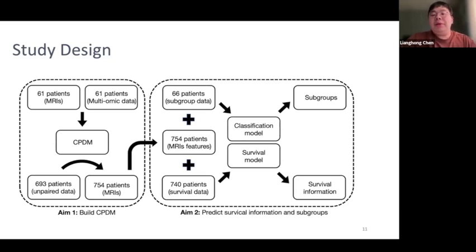To predict clinical information from MRI, we extract features from MRIs using some existing tool. One thing to be noticed is that only 66 patients out of 754 patients have matched subgroup data, and only 740 patients out of 754 patients have matched survival data. We use this matched data to train classification models and survival models to predict subgroups and survival information respectively.